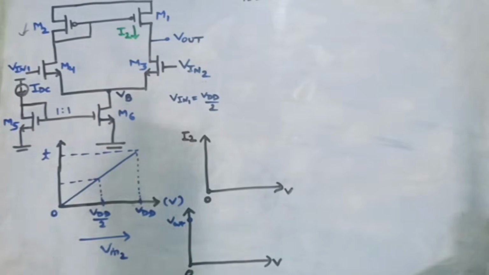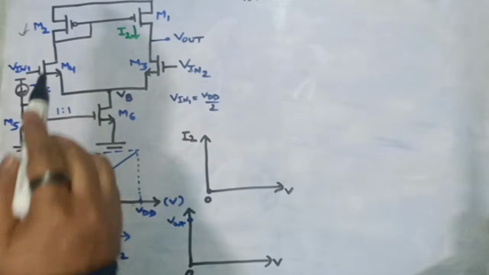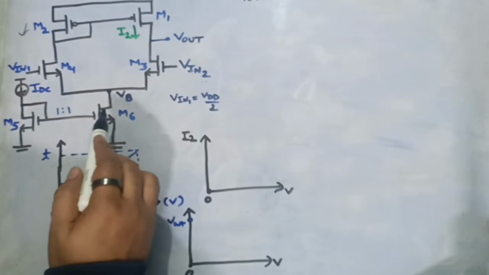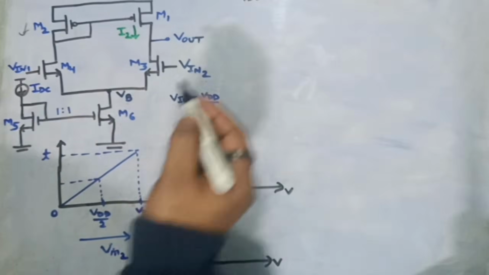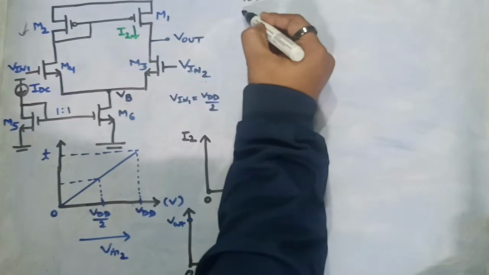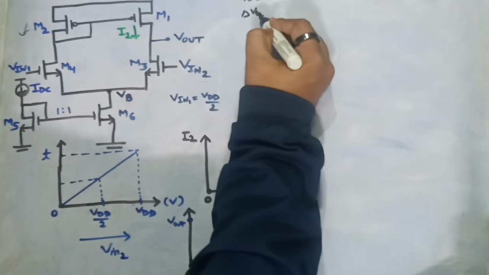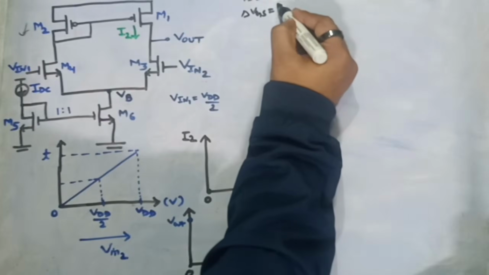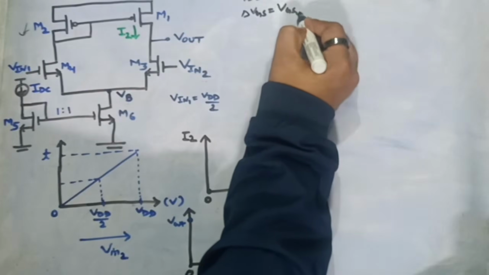What will happen to VB? Let's try to understand that also. Since MOS M4 is on, if I have to write the VB potential, it can be written as the VGS of this MOS M4, that is, VGS4 minus VT.